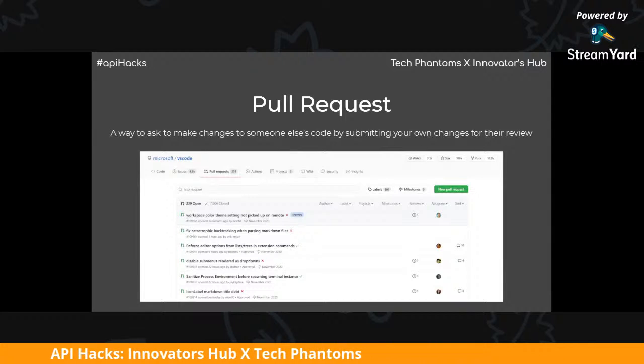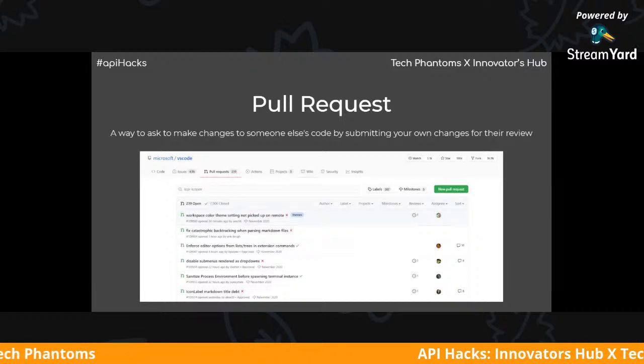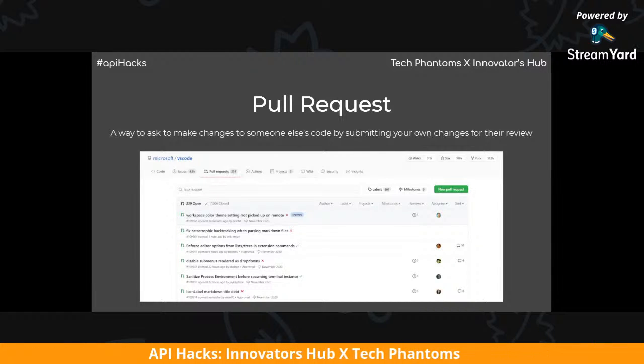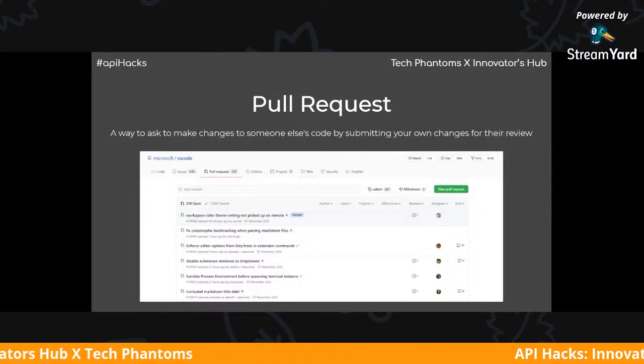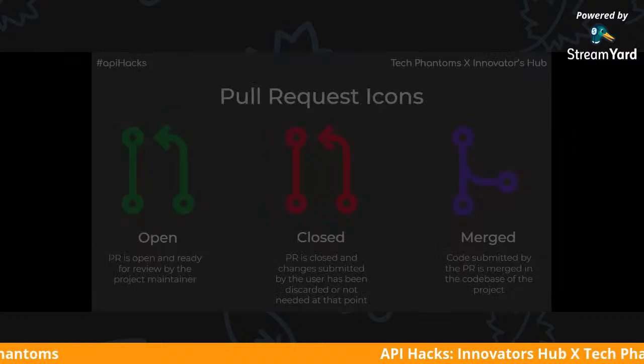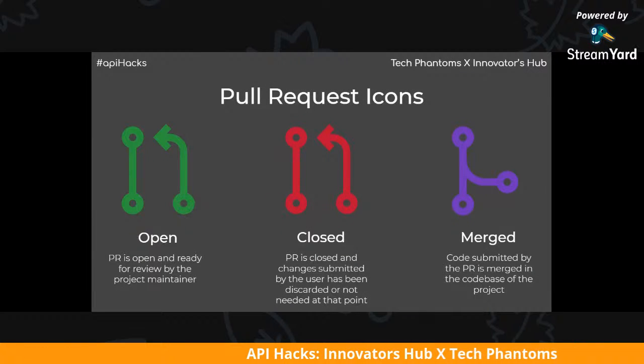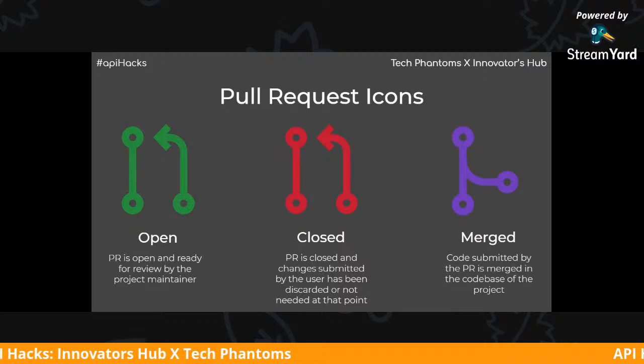So this is everything you need to know about pull requests. It is just a way of submitting our code to someone else's repository, so that that feature gets implemented in the production software, I can say. And these are the three pull request icons which you need to know before going through that.